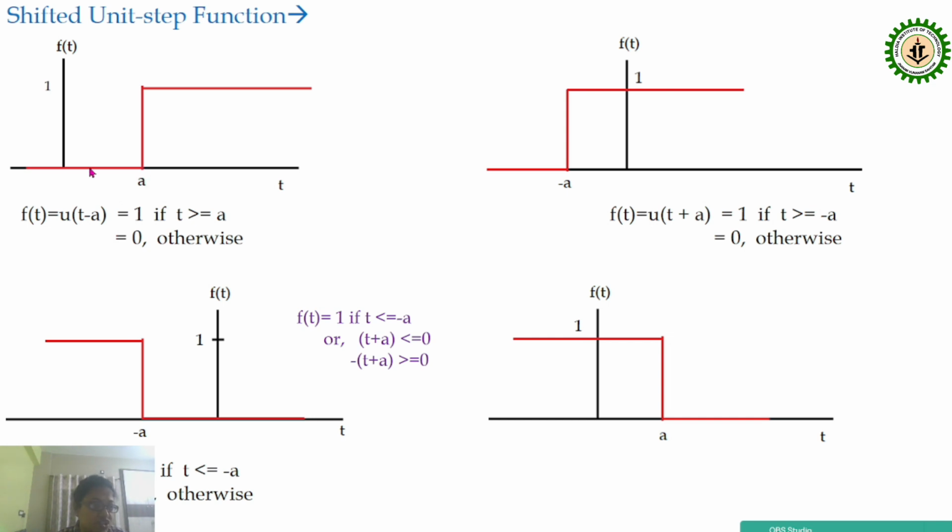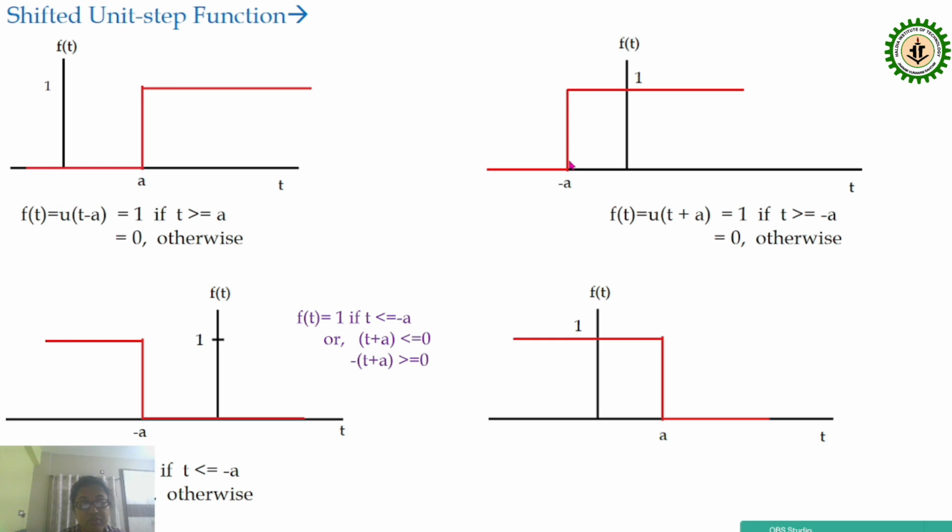Initially the value is 0. At t equals a we are closing the switch, and then we get this sudden change, and the amplitude becomes 1. This way you can represent u of t minus a equals 1 if t is greater than or equal to a, otherwise 0. Now if I shift the signal to the left side, what will happen?